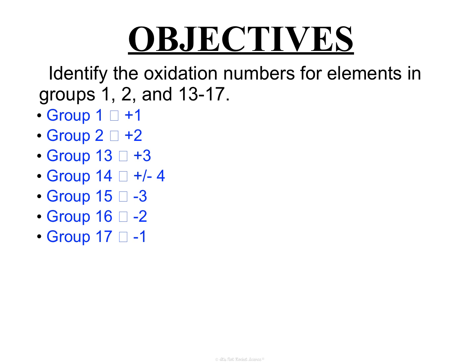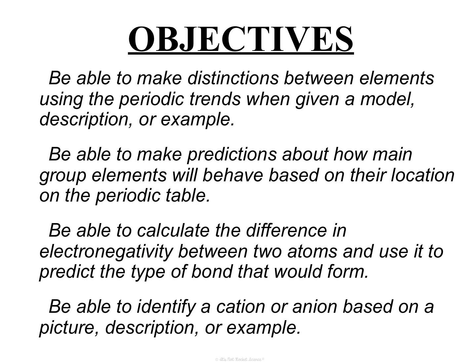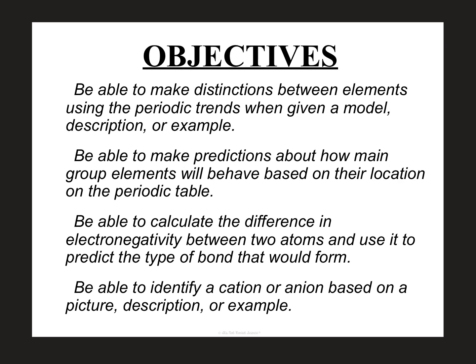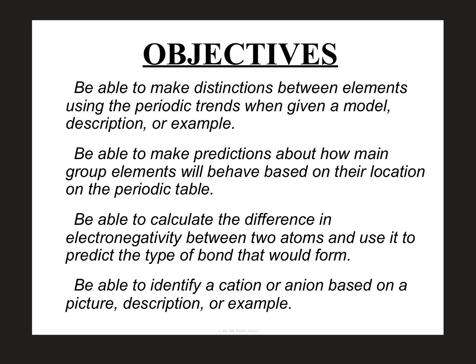Oxidation numbers, so group 1 is +1, group 2 is +2, 13 is +3, 14 is ±4, 15 is -3, 16 is -2, and 17 is -1. Right, so make predictions on how group elements will behave based on their location, so atomic radii, electronegativity, reactivity, things of that nature. Know that a cation is positive, anion is negative, things like that.